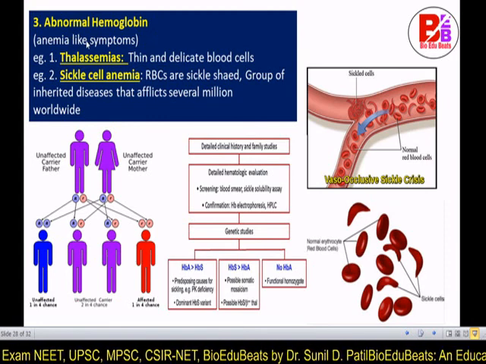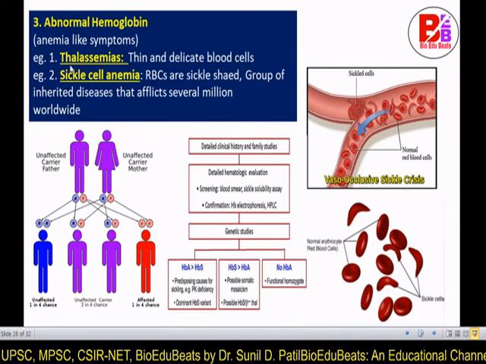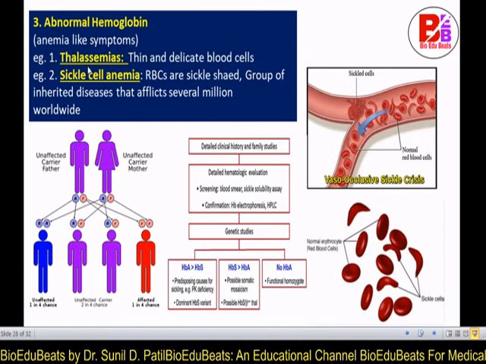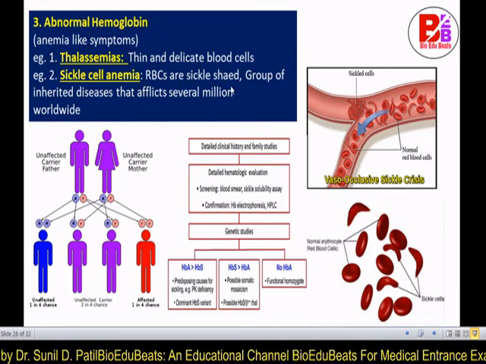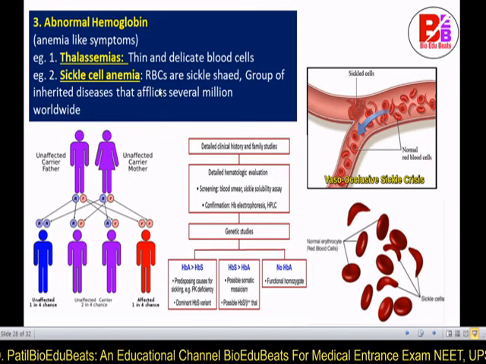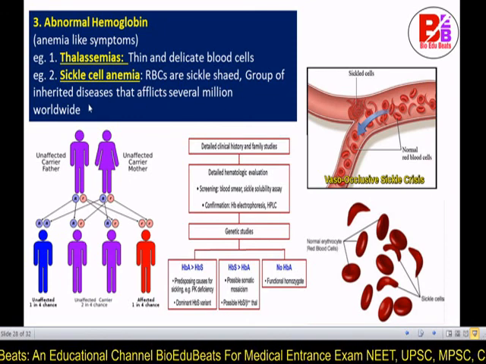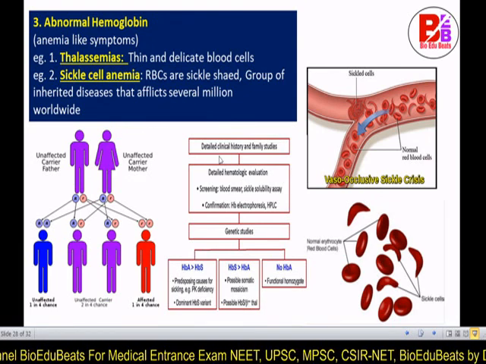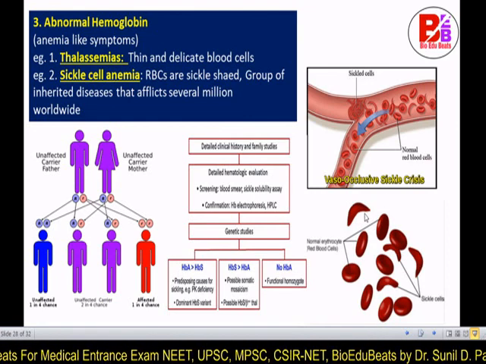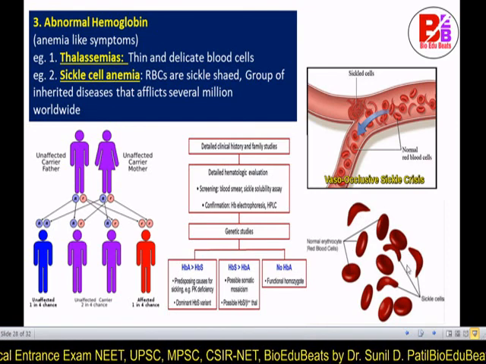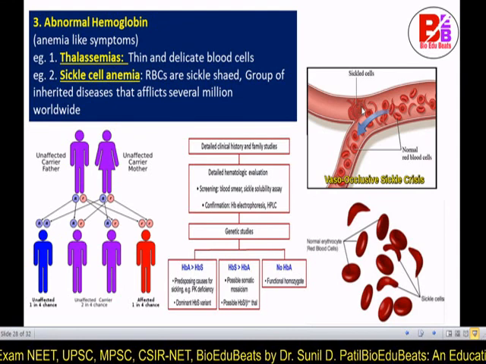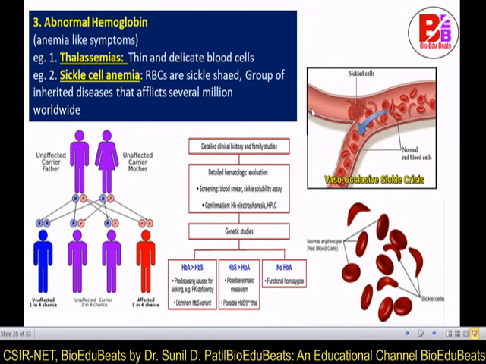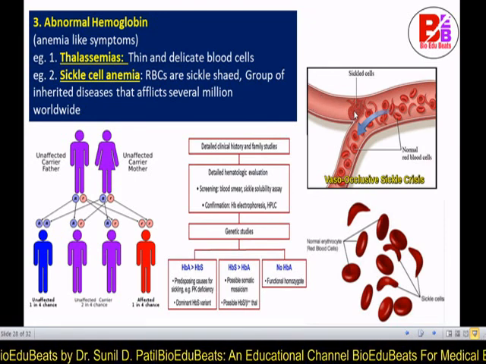Anemia-like symptoms appear, the same symptoms. In thalassemia, thin and delicate blood cells are formed. And in sickle cell anemia, RBCs are sickle shaped. These two are a group of inherited diseases that affect several million persons worldwide. You can see these are the sickle shaped RBCs and these are normal RBCs. The sickle shaped RBCs entangle with each other in the tributary and the vessel gets blocked, so blood supply does not reach that part. This is called sickle cell anemia.